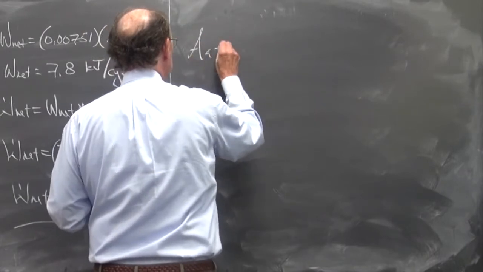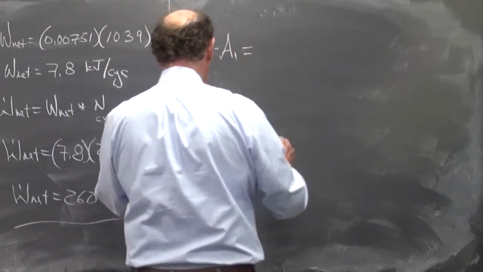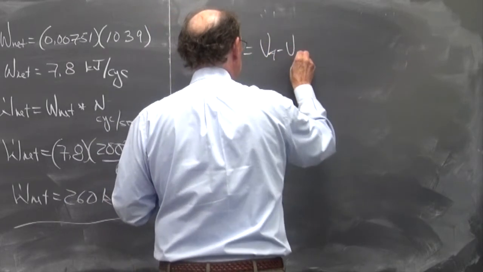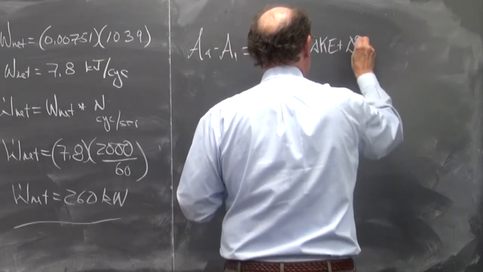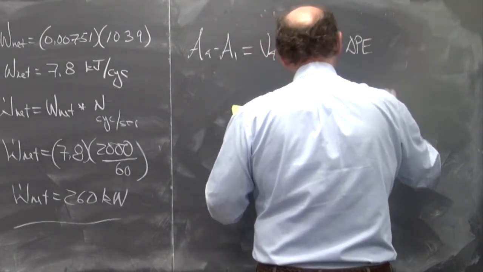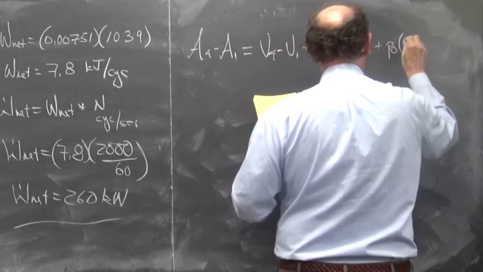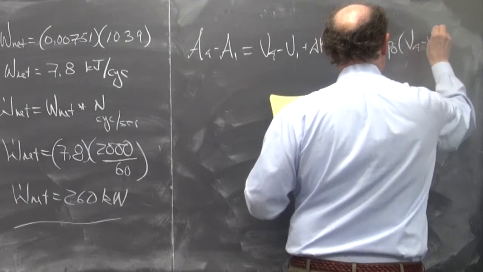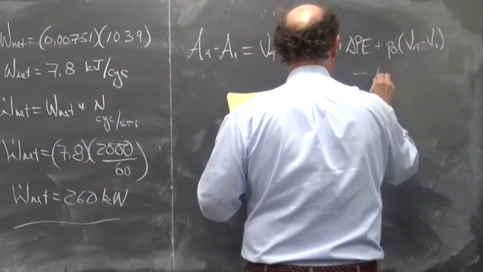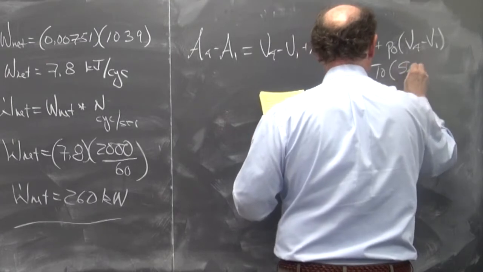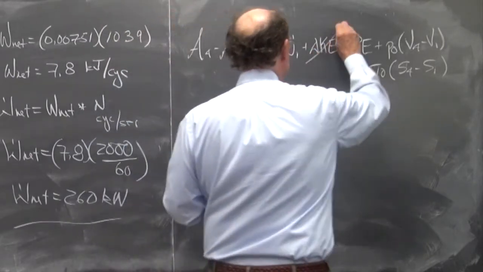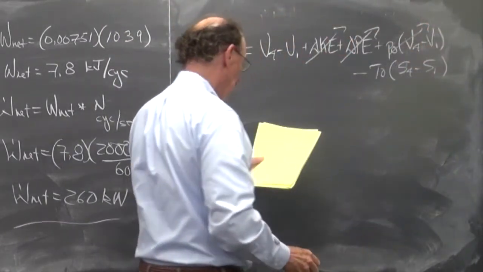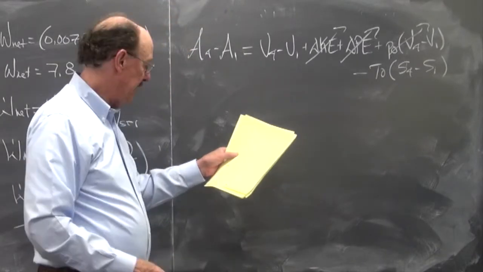So if I look at the availability from 4 to 1, it's a closed system. So this is chapter 9. U4 minus U1 plus delta KE plus delta PE, all of which are going to be 0, plus P0 times V4 minus V1, which is 0, minus T0 times S4 minus S1. So we're going to get rid of a lot of terms here. So this goes out, and that goes out. And so we're left with delta U and S4 minus S1.